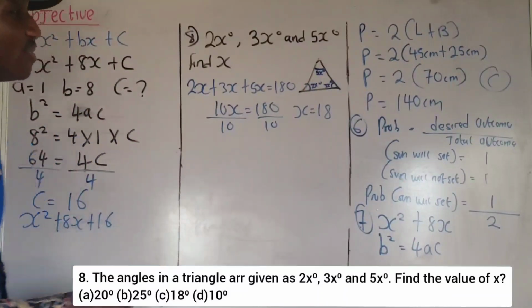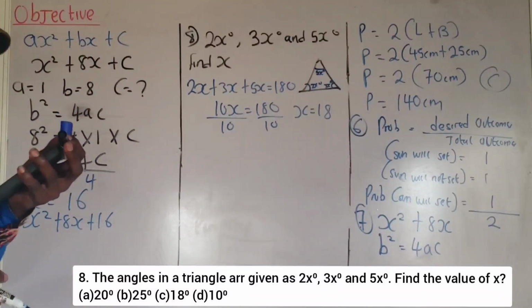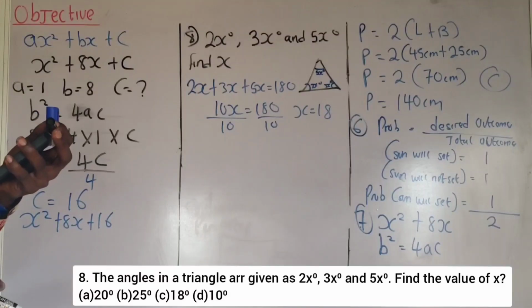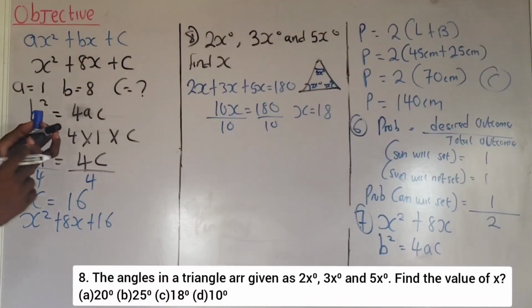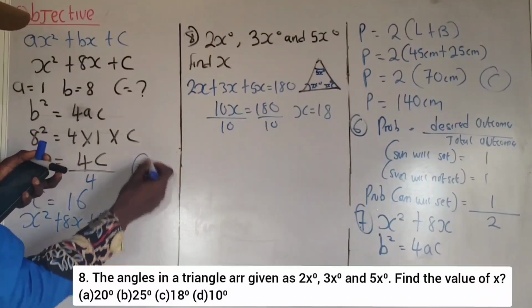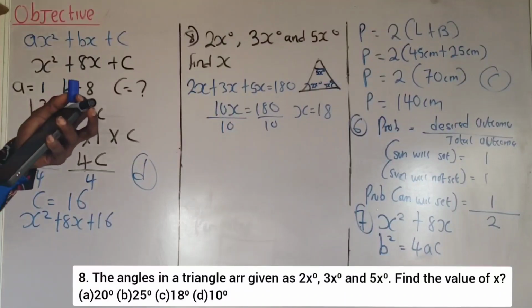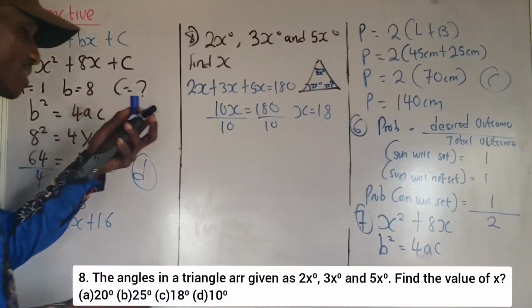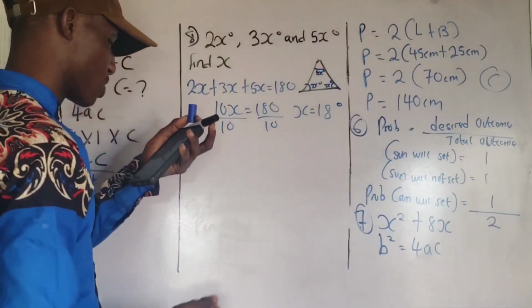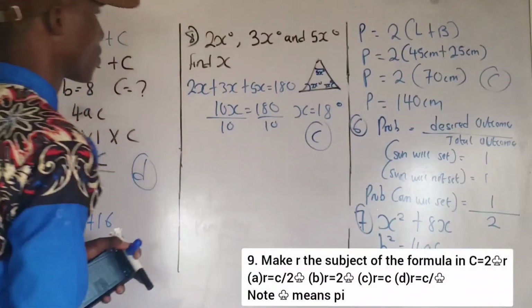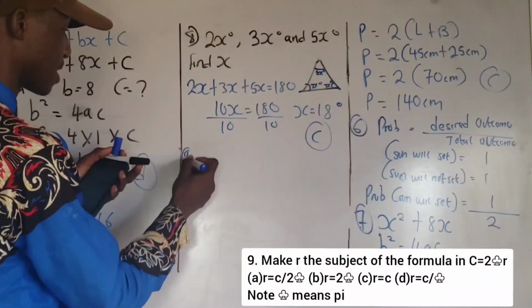Now, since you know that the value of x is 18, let's look at the right option there. For question 7, the right option is 16. Option D is correct, okay? Now for question 8, which we are on, the value of x is 18 degrees, and the right option to that question is option C. Option C is correct, okay? So let's proceed to question number 9.